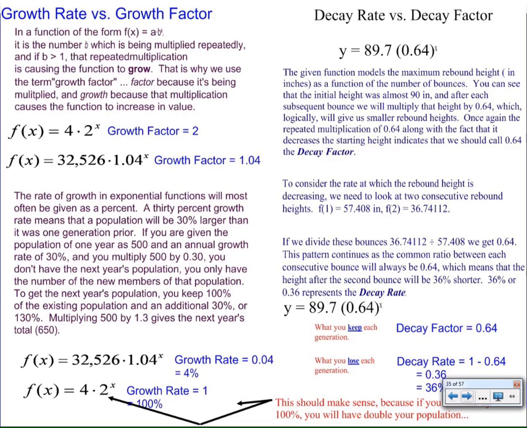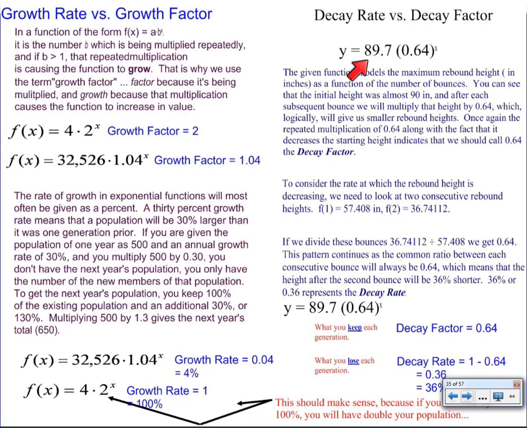Well, we can use similar reasoning to talk about decay. First of all, when I look at 89.7 times 0.64 to the t, this is actually representing the rebound height of a ball that's being dropped. I can here determine that initially the ball was dropped from around 90 inches, 89.7 inches. And what this says is, after one bounce, we will have 64% of the original drop height.